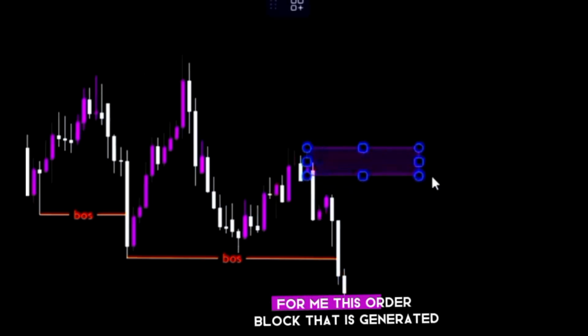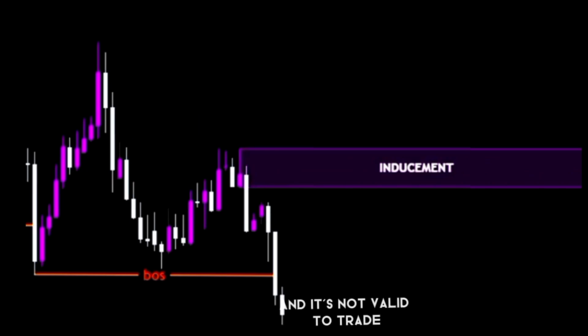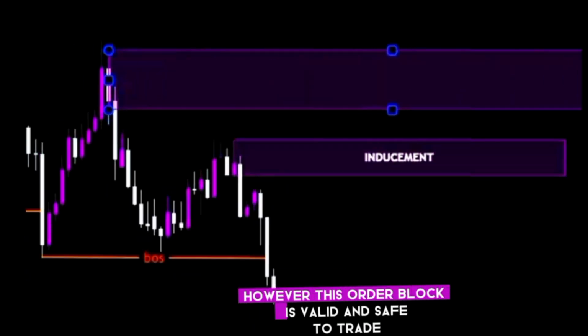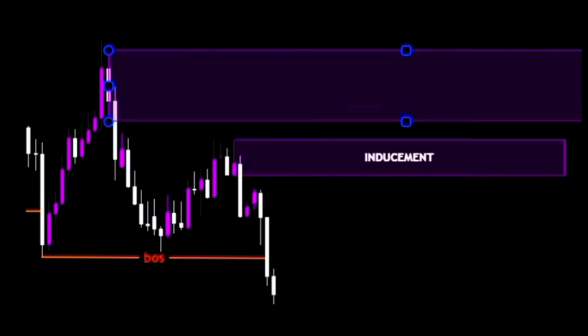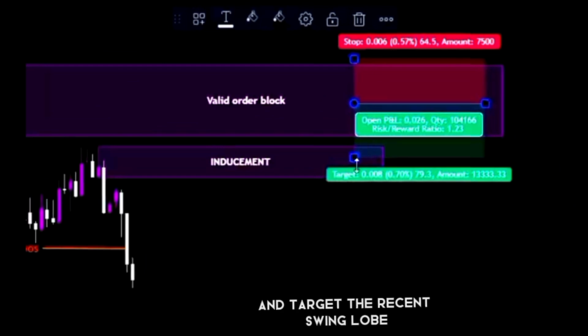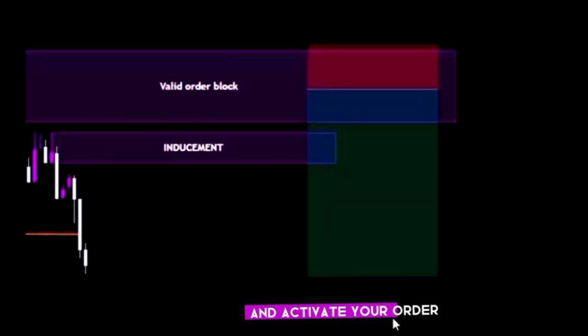So, for me, this order block that is generated by the recent BOS is an inducement and it's not valid to trade. However, this order block is valid and safe to trade. Place your order a spread size below the middle of the order block and target the recent swing low, and wait for the price to come up and activate your order.